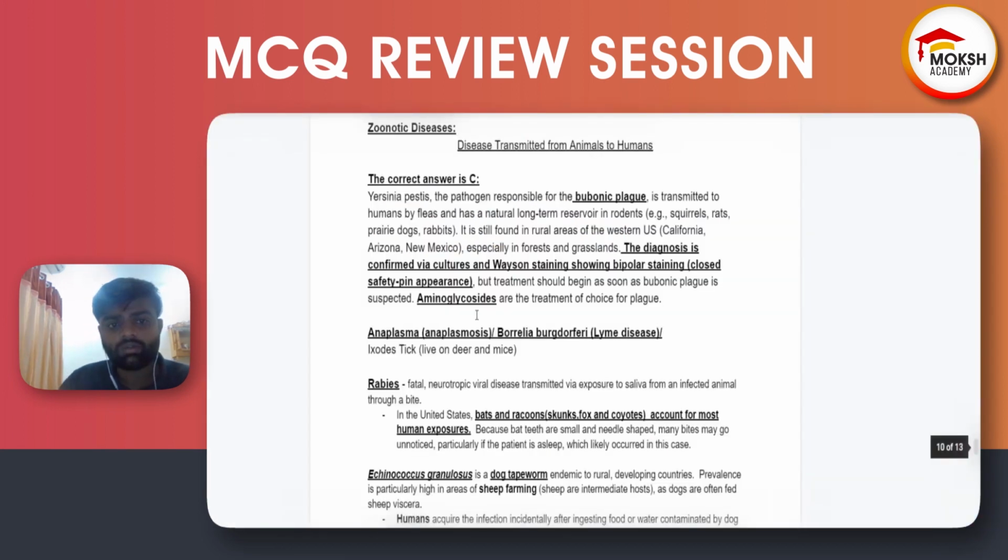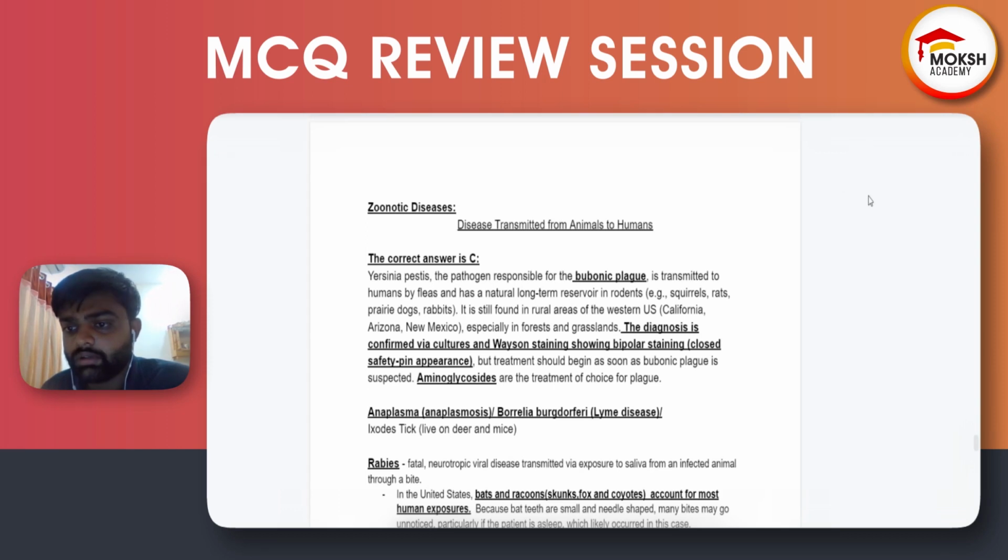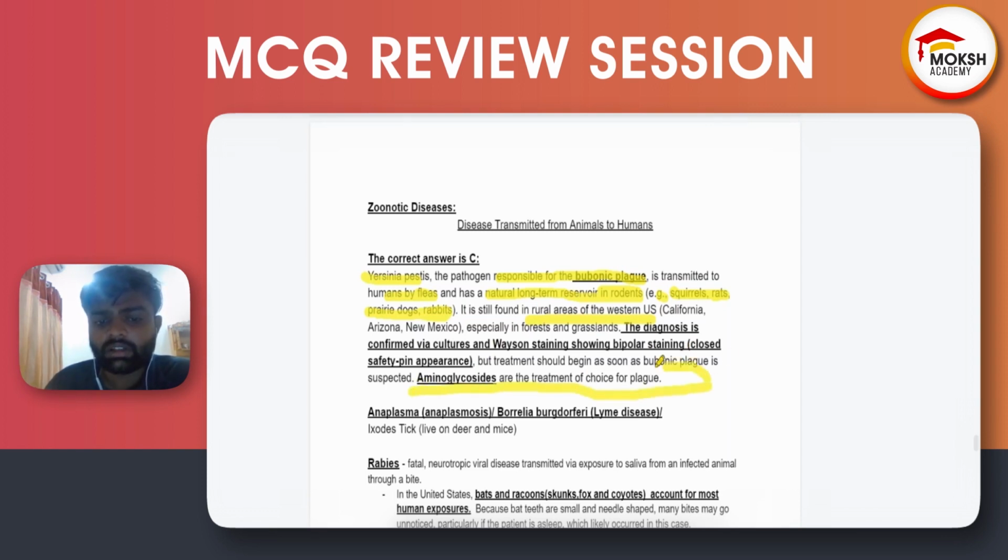Okay. Zoonotic diseases. We'll go through these zoonotic diseases which are very important. Remember, as we said, Yersinia pestis, which is responsible for bubonic plague, is transmitted to humans via fleas and has a natural reservoir in rodents like squirrels and rats. Also there are dogs, rabbits, but most commonly it's a squirrel and rat. It's most commonly seen in rural areas of western US. And remember, aminoglycoside is the treatment of choice. We don't need to see any diagnosis, but remember there is a treatment for the plague, that is aminoglycoside.